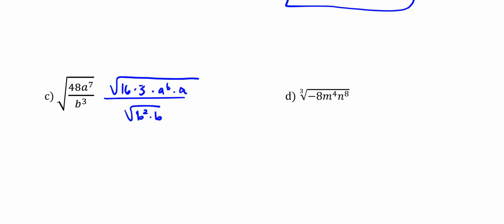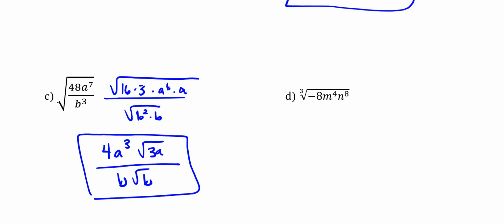Separate the square roots, so the square root of 16 is 4. Square root of a to the 6th is a to the 3rd. I'm left with the square root of 3a. In the denominator, I have b, square root of b. And that's it. It's almost like I have 2 separate problems I'm doing at the same time.